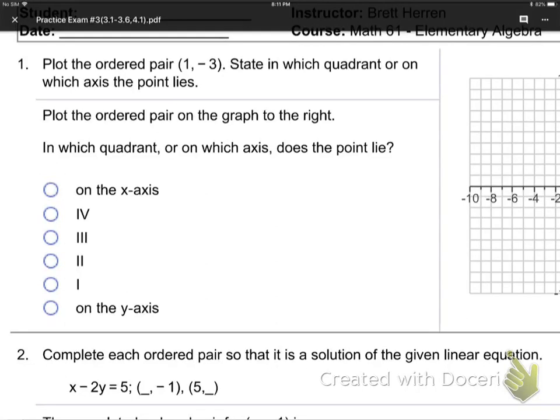Here we go. Practice exam, question number 1. Plot the ordered point (1, -3) and find which quadrant it's on. So let's see how you're doing. Let's see how test ready you are.